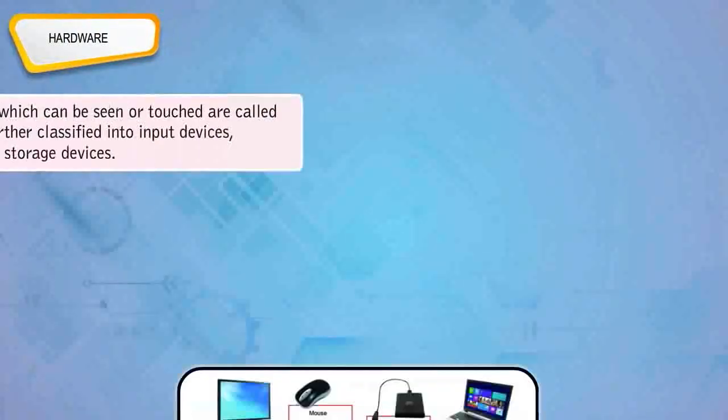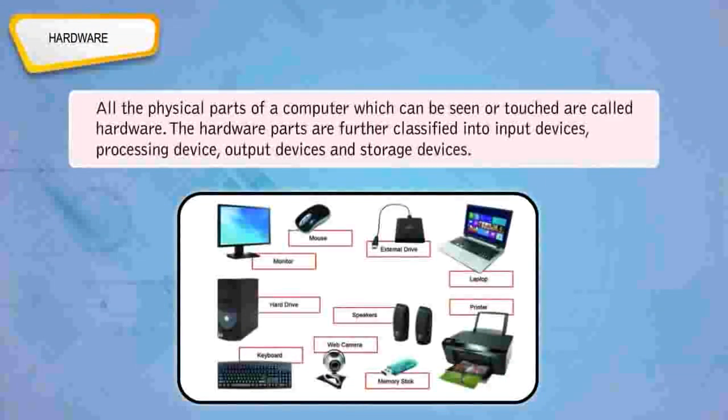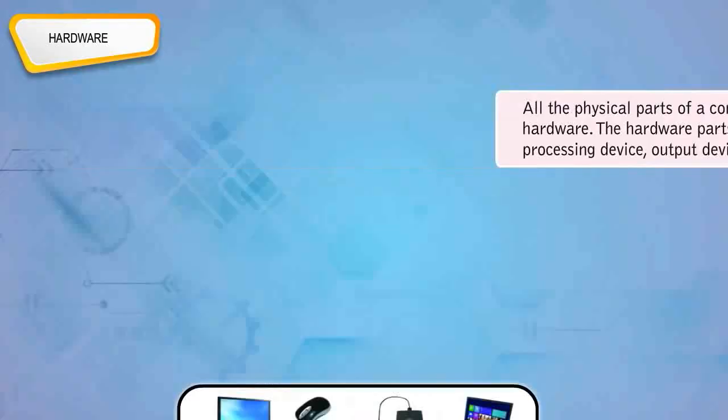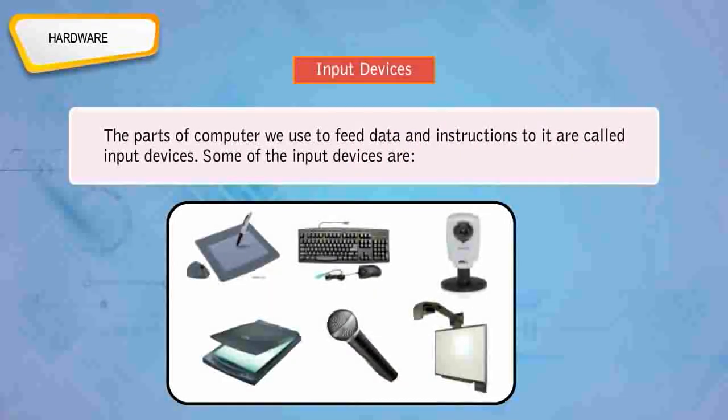Hardware. All the physical parts of a computer which can be seen or touched are called hardware. The hardware parts are further classified into input devices, processing device, output devices, and storage devices. Input devices: the parts of a computer we use to feed data and instructions to it are called input devices.